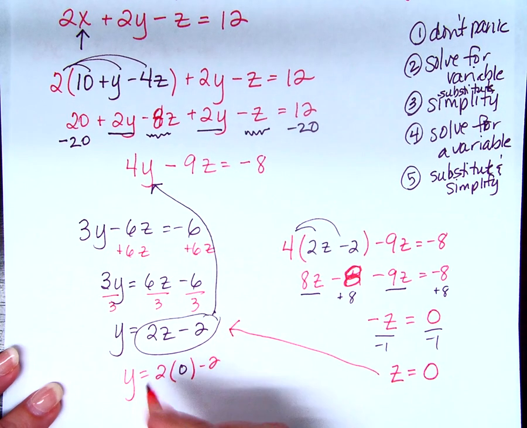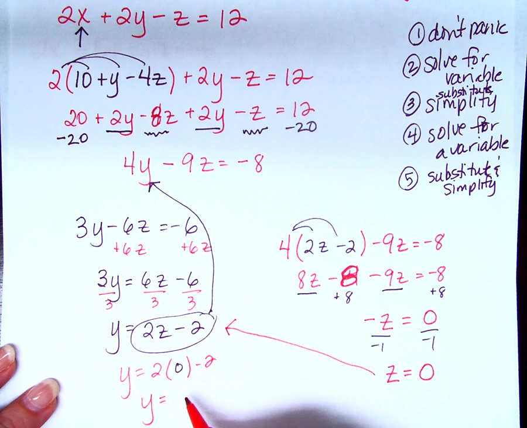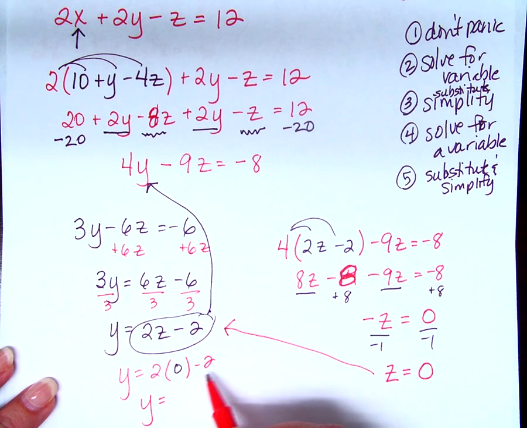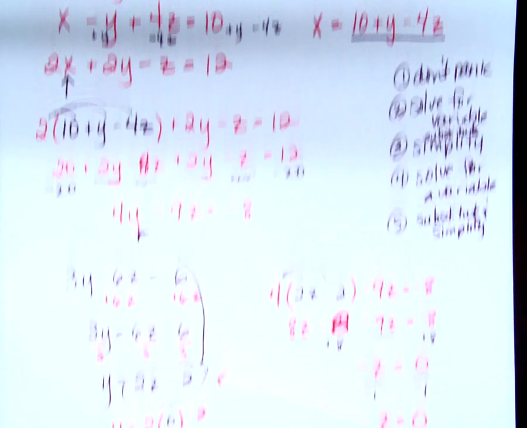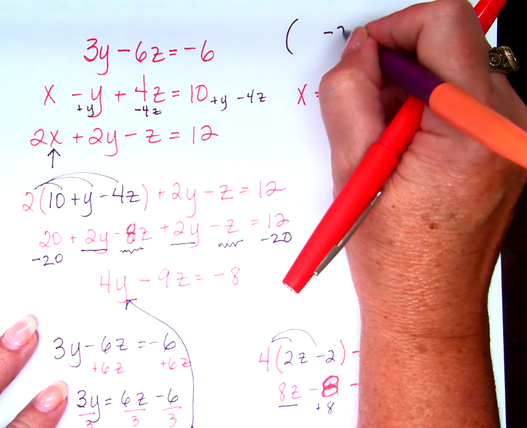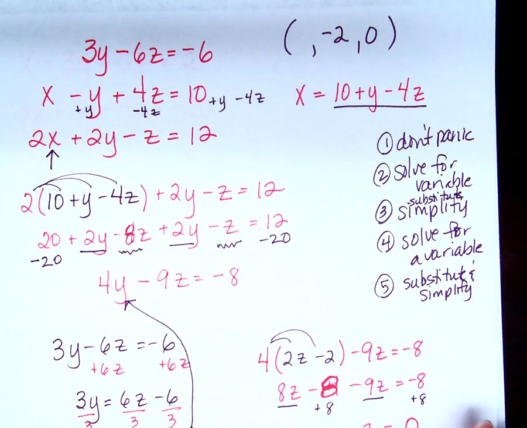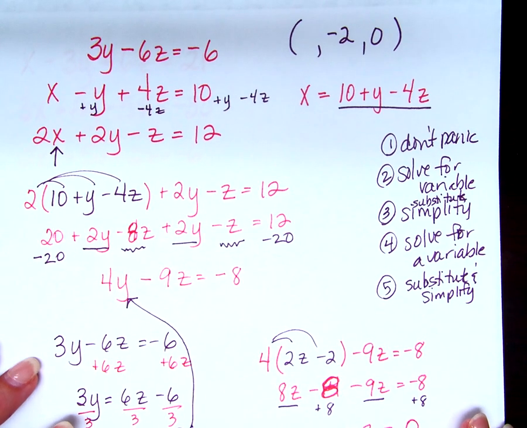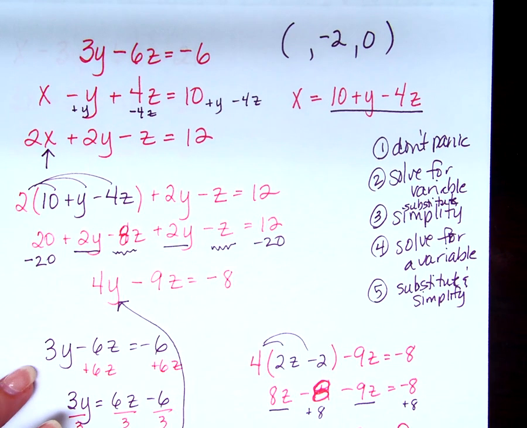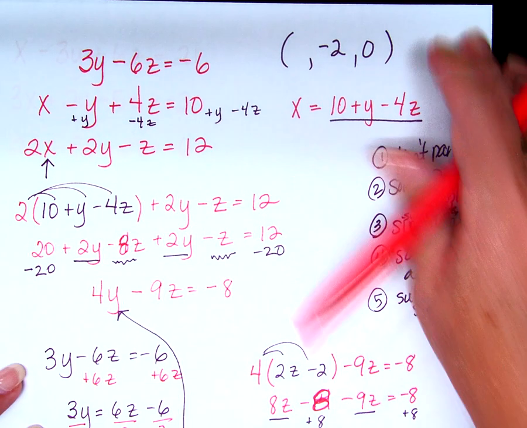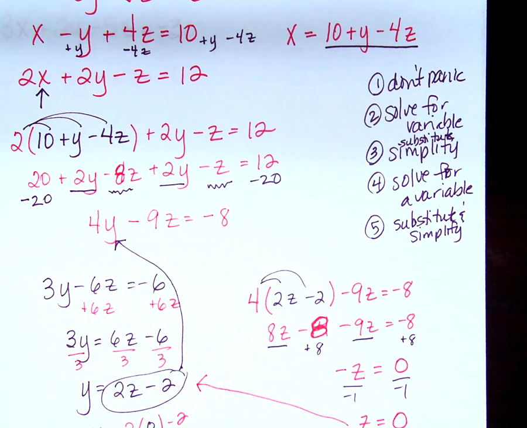What is 2 times 0? 0. Well, then what's 0 minus 2? Negative 2. So I could bring up my negative 2 and put it right there in my ordered triple. So what do I lack? X? How am I going to find x? Where do you think the best place to go is to find my x?